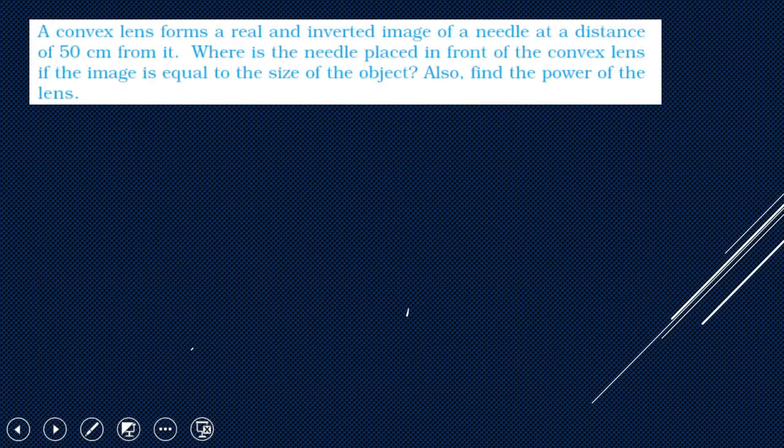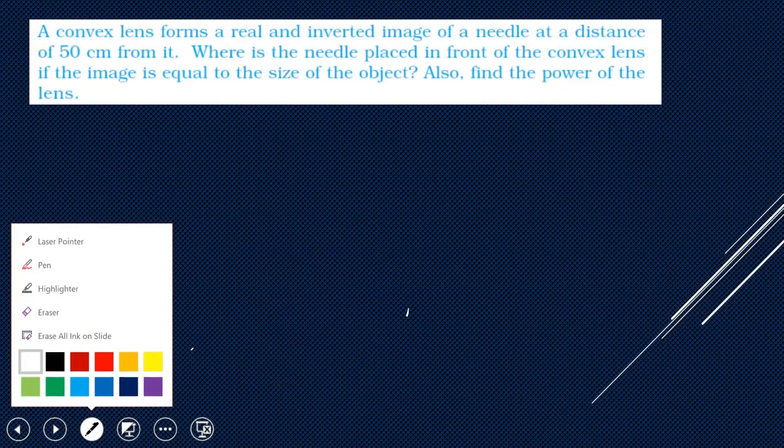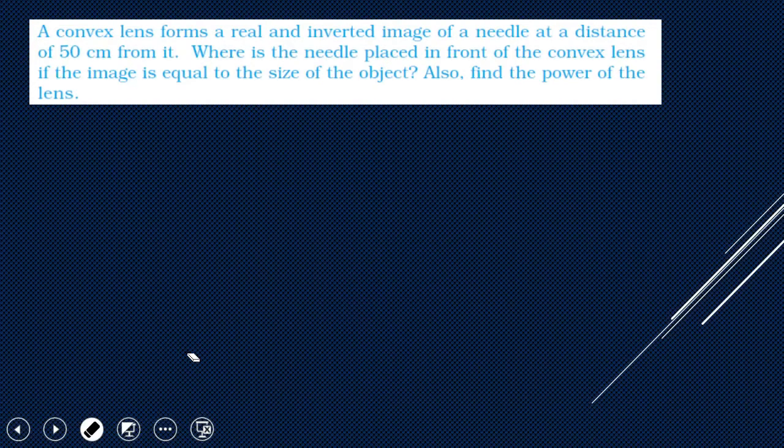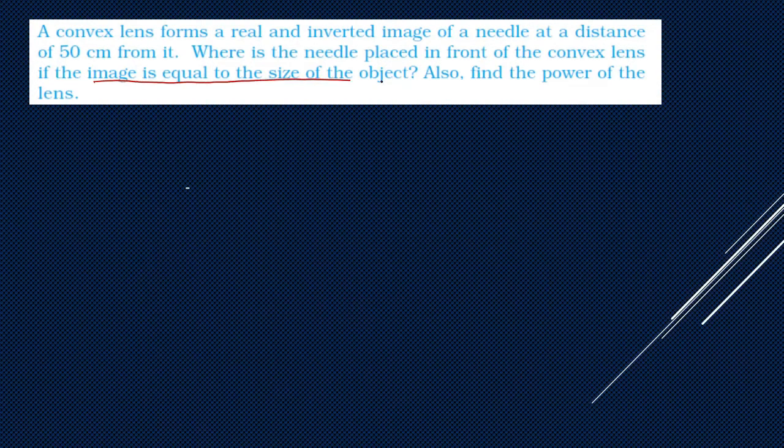Next, let us do some numericals based on lenses. Quite easy, might come for 1 or 2 marks. The question says a convex lens forms a real and inverted image of a needle at a distance of 50 centimeters from it. Where is the needle placed in front of the convex lens if the image is equal to the size of the object? This is a very important thing which is given. It tells us that the image is equal to the size of the object.